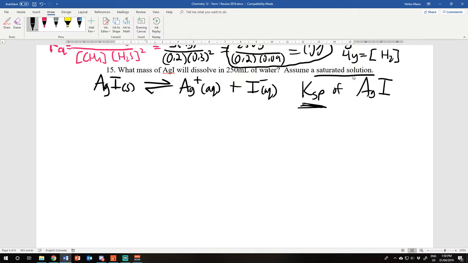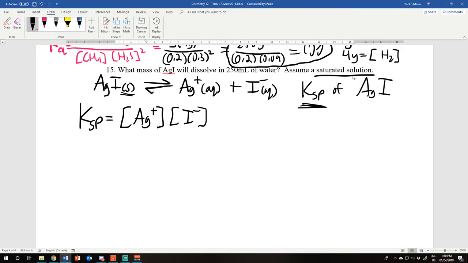And remember that the KSP of silver iodide arises from this equilibrium, which is the concentration of Ag plus times the concentration of I minus, all divided by the concentration of the solid. But because it's solid, we don't really write it in. So this is what it looks like.